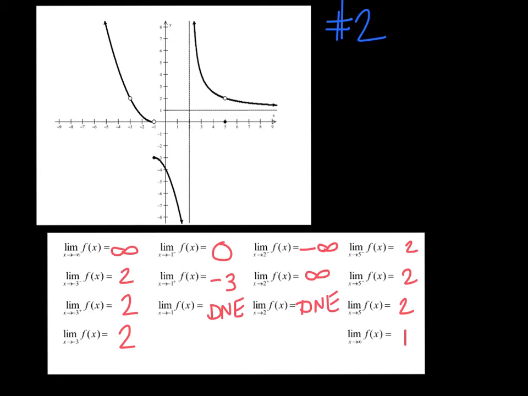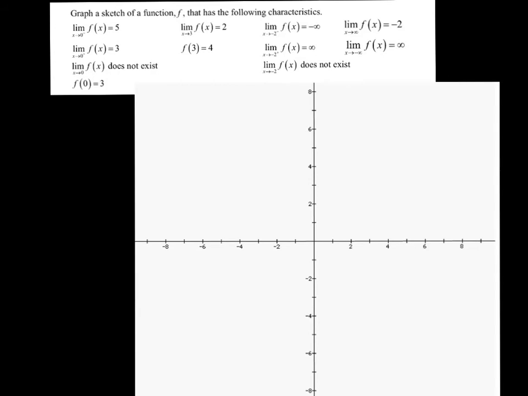2 from the left, if you follow my arrow, is negative infinity. 2 from the right is positive infinity. Therefore, the limit does not exist. 5 from the left is 2. 5 from the right is 2. Therefore, the limit is 2. And if I go out as x approaches infinity, there's an asymptote, so I'm getting closer to a height of 1.